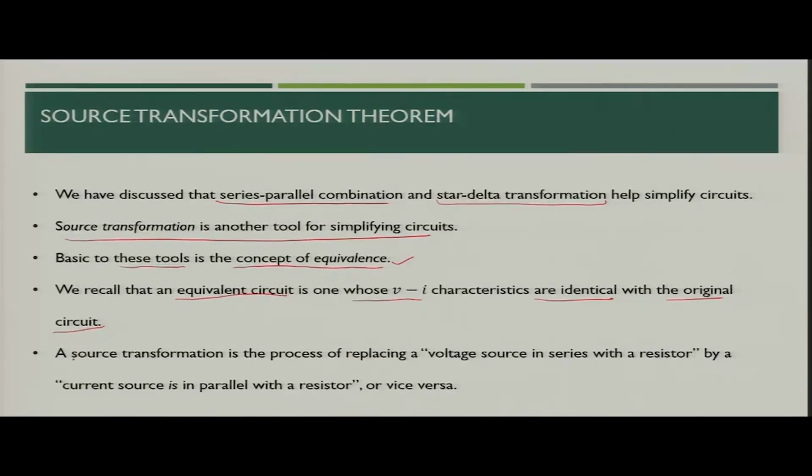Now, what is source transformation? Source transformation is the process of replacing a voltage source with one resistor in series by a current source with one resistor in parallel, or vice versa. That means a voltage source in series with a resistor can be replaced by a current source in parallel with the resistor, or a current source in parallel with a resistor can be replaced by a voltage source in series with the resistor.